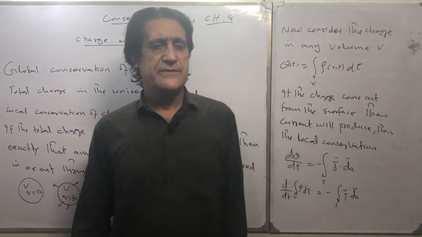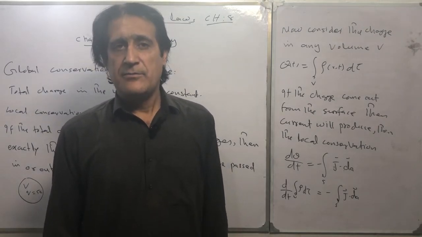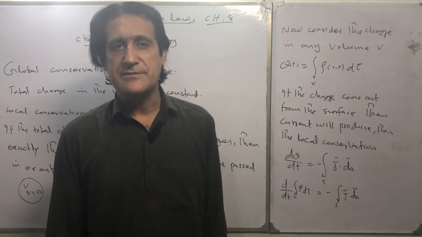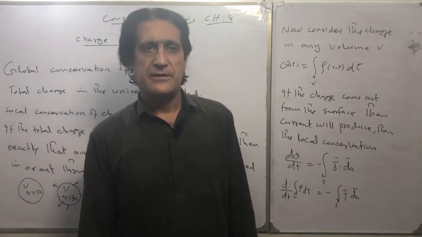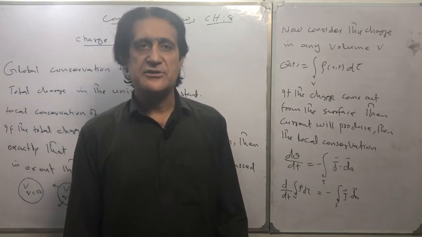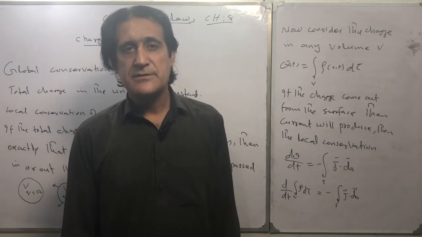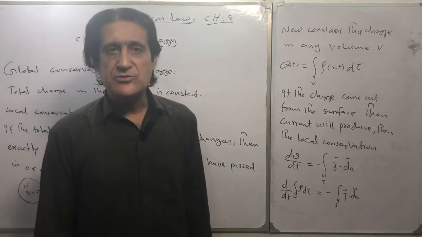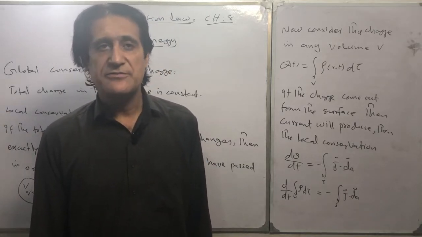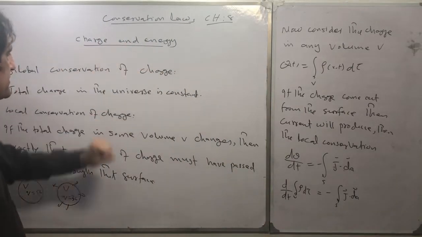In the last chapter, chapter 7, we discussed electrodynamics, but now I am going to discuss the conservation laws. These include, for example, conservation of charge, conservation of energy, conservation of momentum, and conservation of angular momentum. But I am interested in discussing the conservation of charge and energy only. So here, charge and energy.